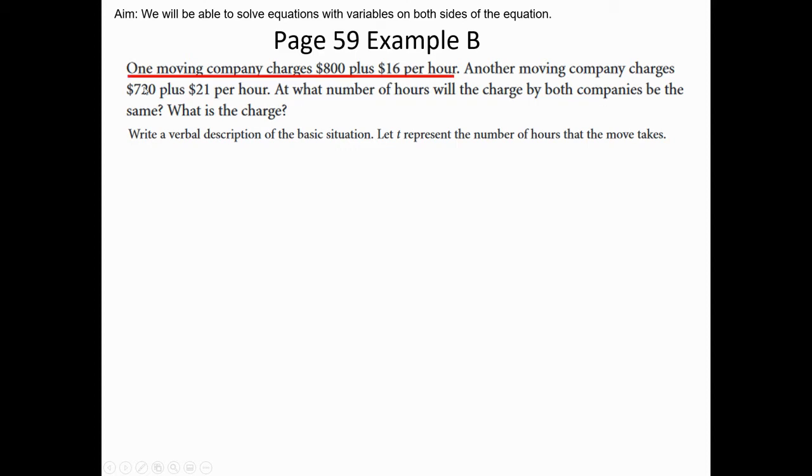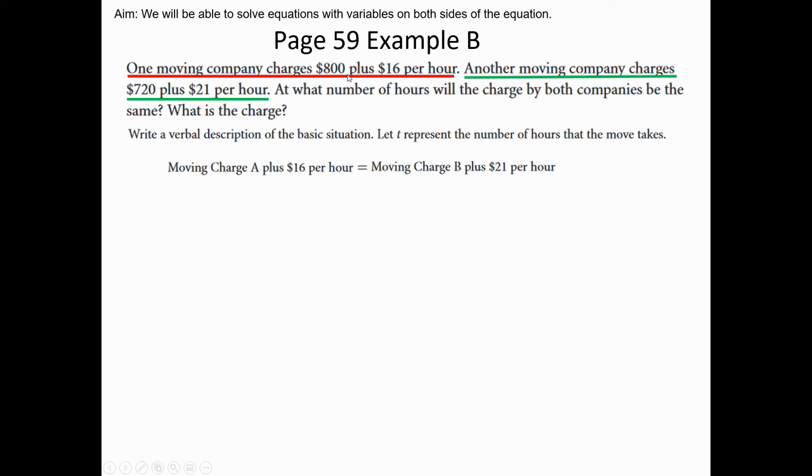But let's just have t represent our hours for this case. So I'm going to take a look at the first situation. One moving company charges $800 plus 16 per hour. So I could say the moving charge, just A, whatever the moving charge is, plus $16 per hour. And then for the second part, just to simplify this, we could have moving charge B, whatever the cost is, plus $21 per hour. So we have this equation right here. The left side represents the first situation. The right side represents the second situation. And our goal is to see when they are going to be equal to each other. Because how many hours is it going to take for them to be the equal cost?